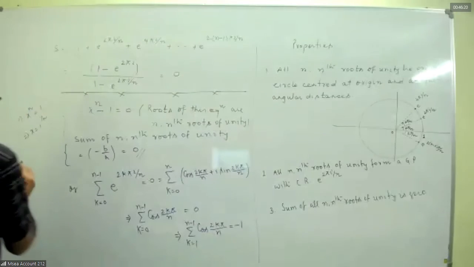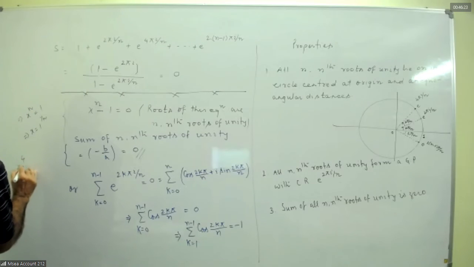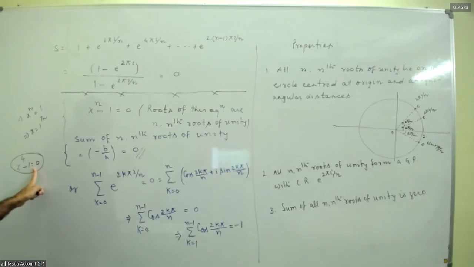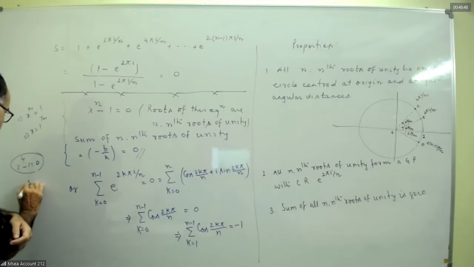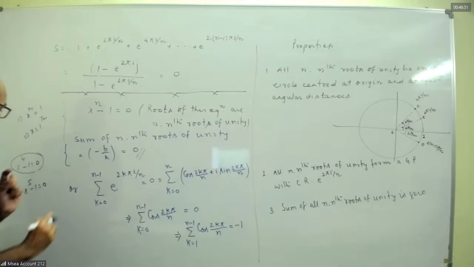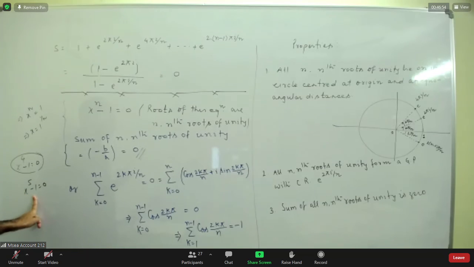See, if there is still any confusion, suppose x to the power 4 minus 1 equal to 0. In the real plane, how many roots will there be? Only 2, 1 and minus 1. But in the complex plane, how many roots will there be? 4, depending on this exponent. Suppose again you take x to the power 5 minus 1 equal to 0. In the real plane, there will be only one root, 1. But in the complex plane, there will be 5 roots.